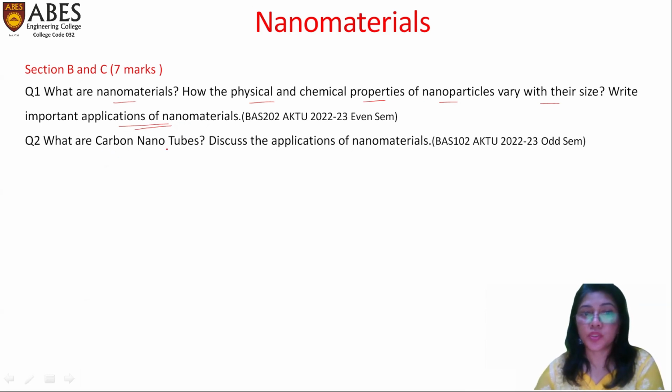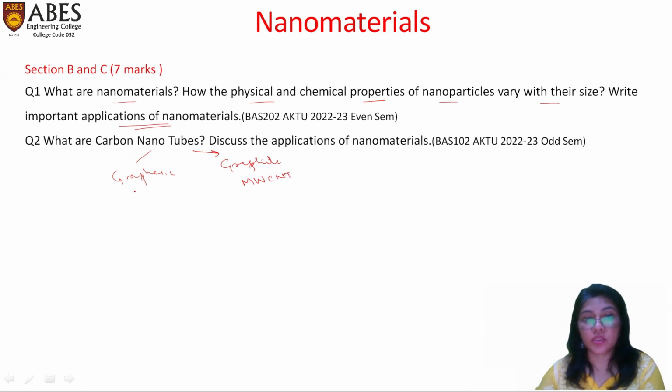Now, carbon nanotubes are made up of graphene and graphite. If nanotubes are being made of graphene, then it is a single walled carbon nanotube. And if the nanotube is made up of graphite, it is a multi-walled carbon nanotube. So this has also been discussed in our nanotech lecture 6, unit 1 lecture video. So there we can go through it. Single walled carbon nanotube.